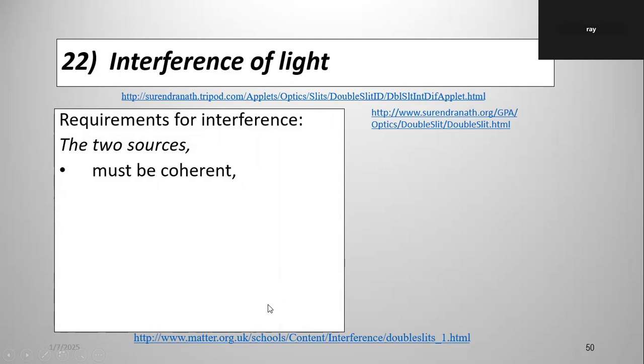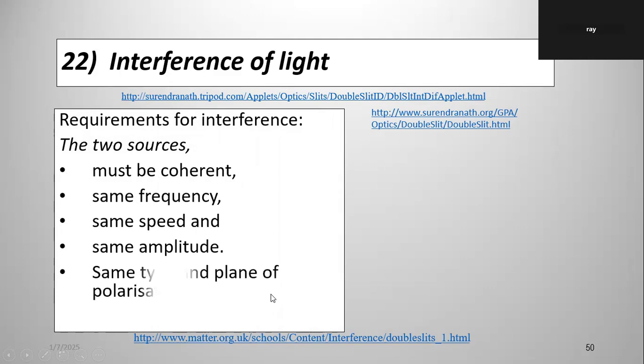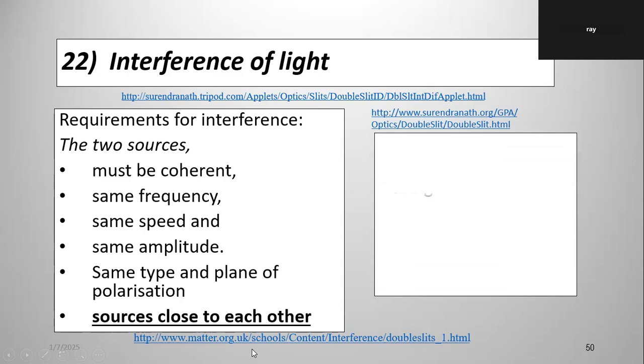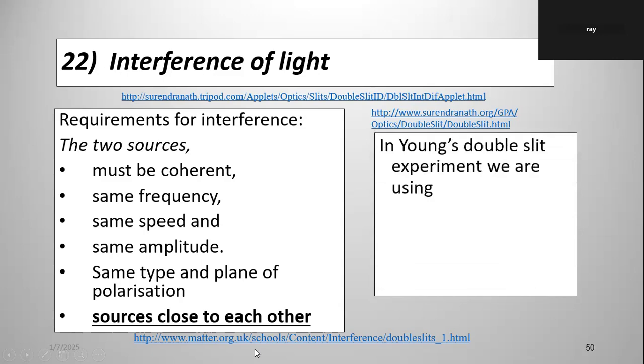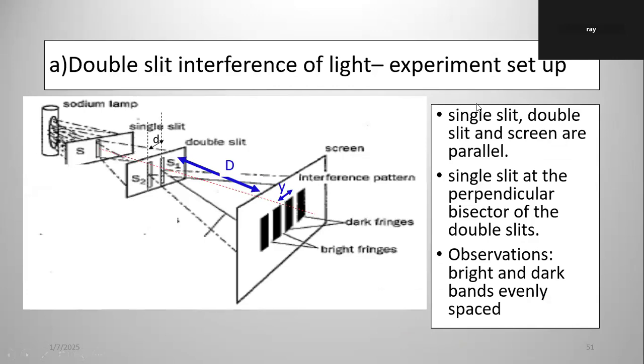Requirement of interference: the two sources must be coherent, same frequency, same speed, same amplitude, same type, and plane of polarization. That's for light. Sources must be close to each other. In Young's double slit experiment, we are using narrow slits. Both slits are narrow slits. The screen to slit distance is large.